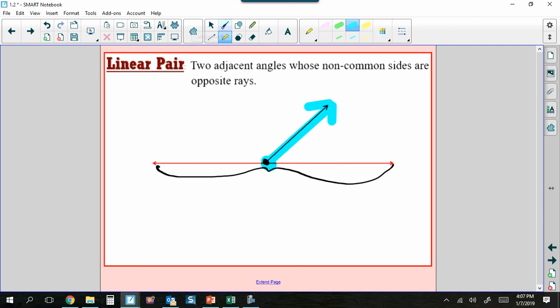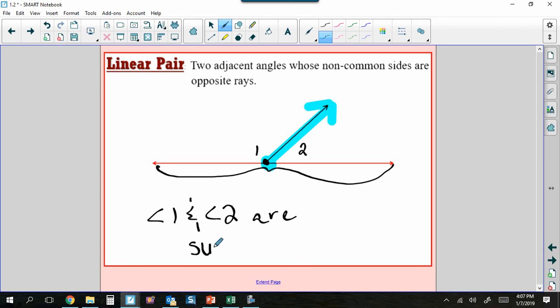Making these two angles a linear pair. Linear pairs, if I say 1 and 2, we would say that angle 1 and angle 2 are supplementary because together they add up to equal what a straight angle must equal, which is 180 degrees.